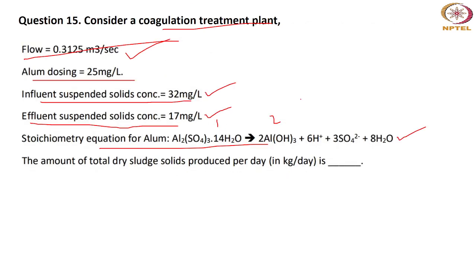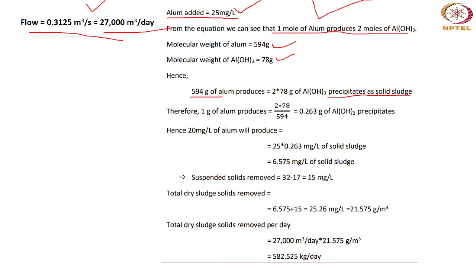So here, this is 1 mole, producing 2 moles of Al(OH)3. So for one molecular formula, 1 mole, 594 gram of alum produces 2 multiplied with 78 gram of Al(OH)3, that will precipitate as solid. Then 1 gram of alum produces, by the simple unitary method, 2 into 78 divided by 594. I am getting 0.263 gram of Al(OH)3.